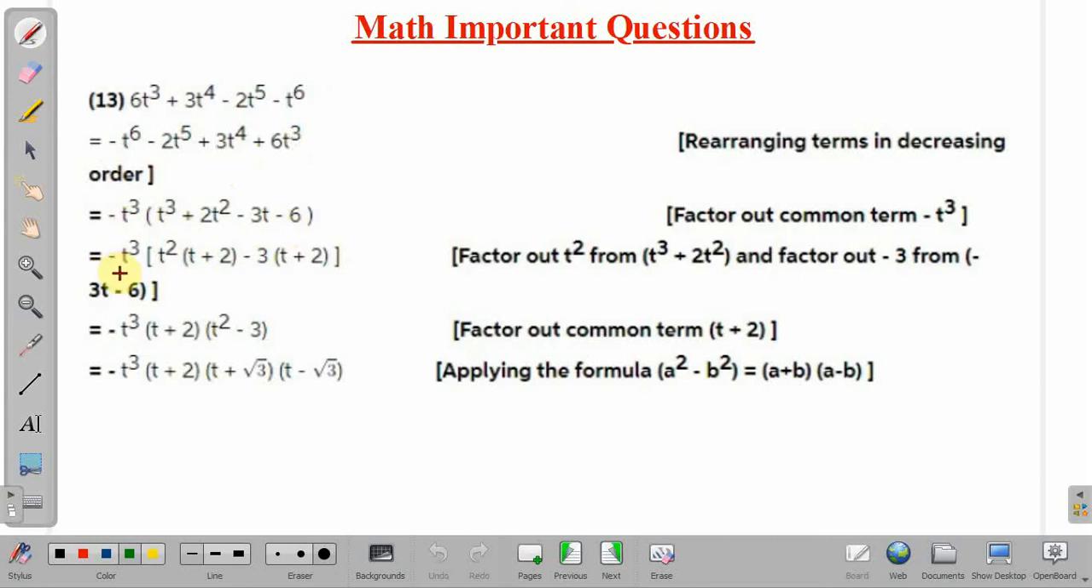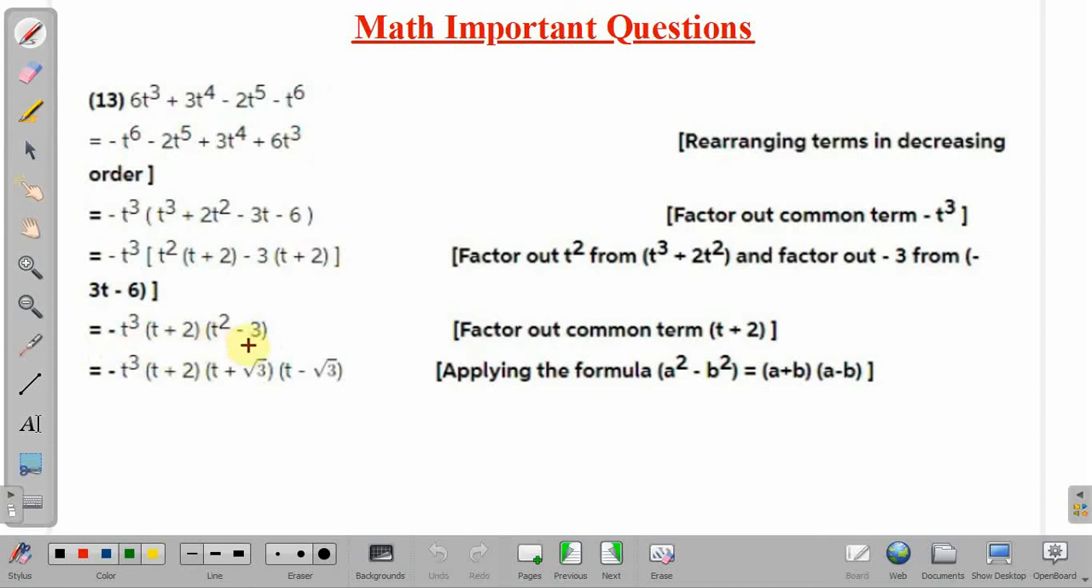And the factors will be, see again, this you can see minus 2t square and t cube. We can take t square as common, so we can factor out t square. So it can be written as minus t cube into t square into t plus 2, and from minus 3t minus 6 we can factor out minus 3. So when we take out minus 3 as common, we will get t plus 2. Okay. So it can be written as minus t cube into t plus 2 into t square minus 3.